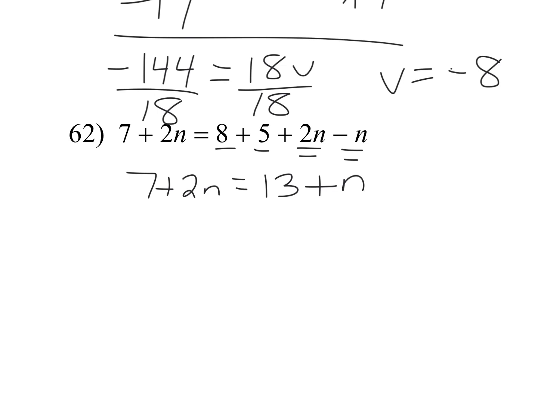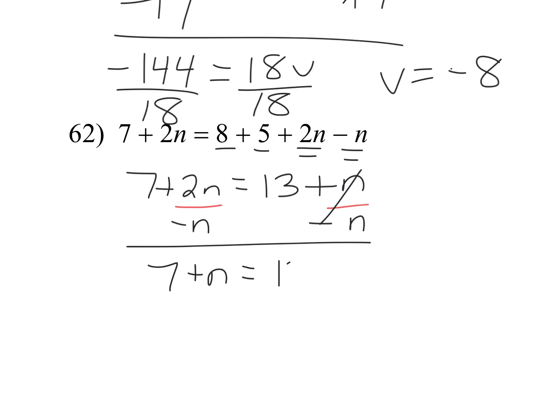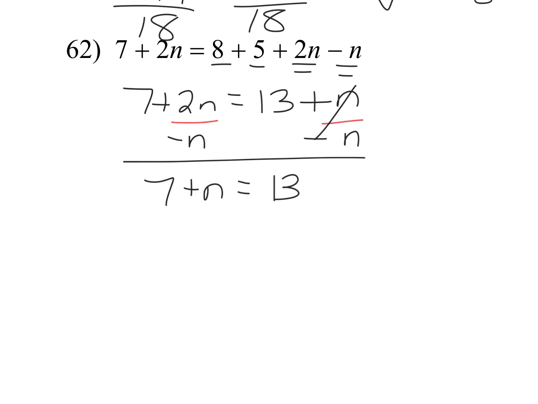Uh-oh. We have n's on both sides. We gotta move one of them. So I'm just gonna underline so I see both of them. I have 2n and n. We want to get those on the same side. Does it matter which one I move? It does not. Which one do we want to move? 1n. You want to subtract the 1n? Subtract n. So I have 7, 2n minus n and plus n equals 13. Last step, subtract 7. So I have n equals 6.